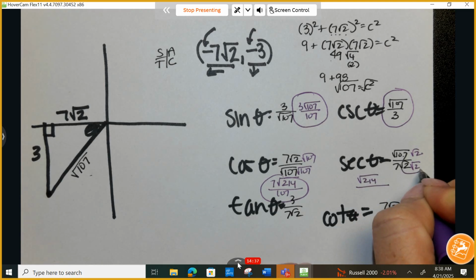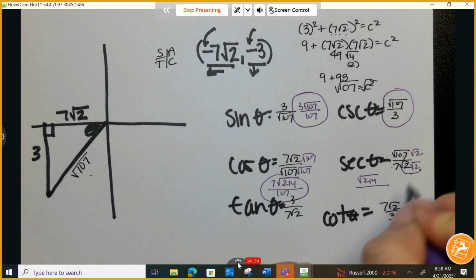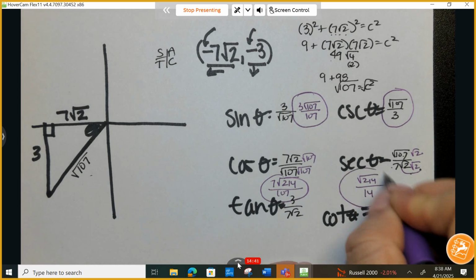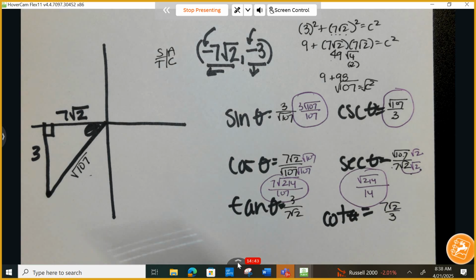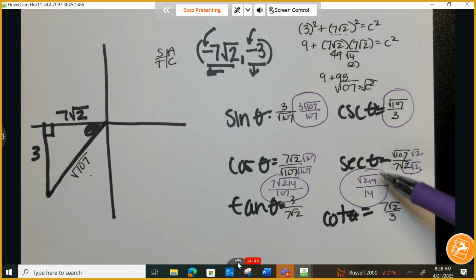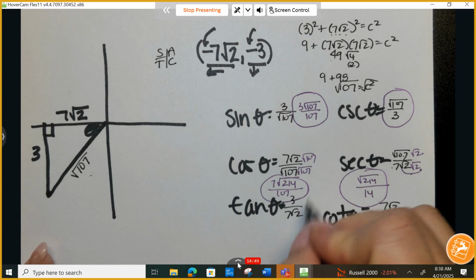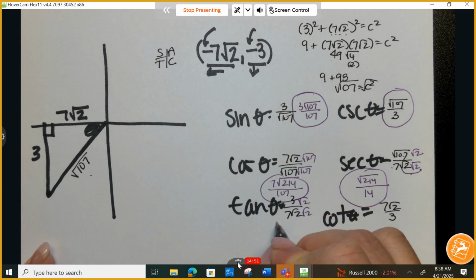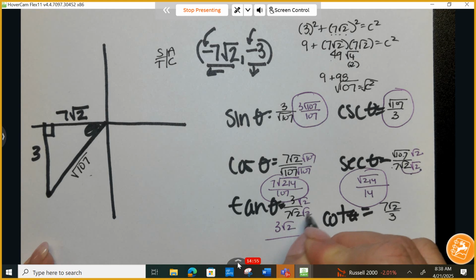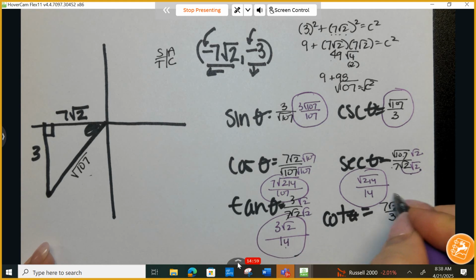Square root of 2 times the square root of 2 is just 2, and 2 times 7 is 14. Students have asked me in the past, can I reduce these two? They're not like terms. One is a square root, one does not have a square root, cannot be reduced. Over here, we're going to take times the square root of 2 over the square root of 2, so I get 3 square roots of 2. On the bottom, 2 times square root of 2 times square root of 2 is 2. 2 times 7 is 14. 3 and 14 cannot be reduced. This is in proper form.